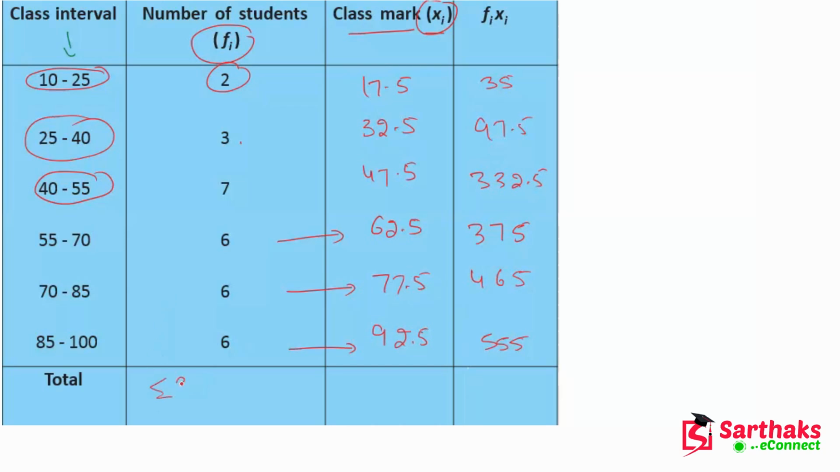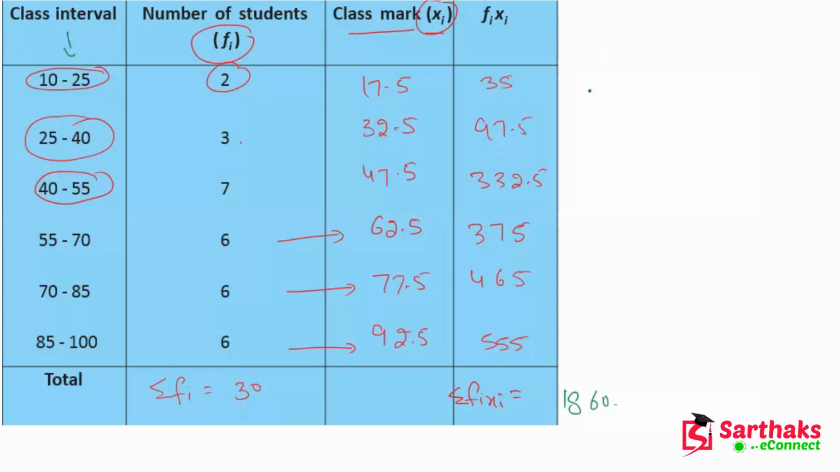Okay, so now we have to find the summation of fi, means the sum of these entries. So we get 30. And the summation of fi xi, if we add these entries, this will give 1860. Yes, 1860.